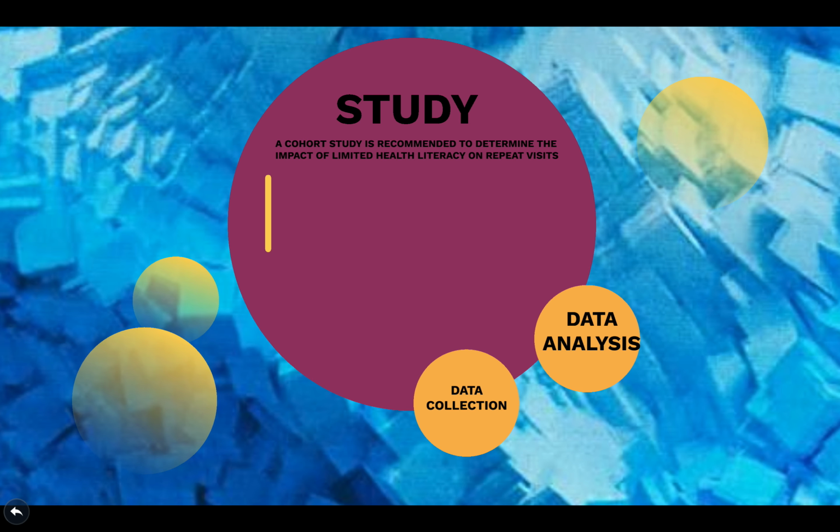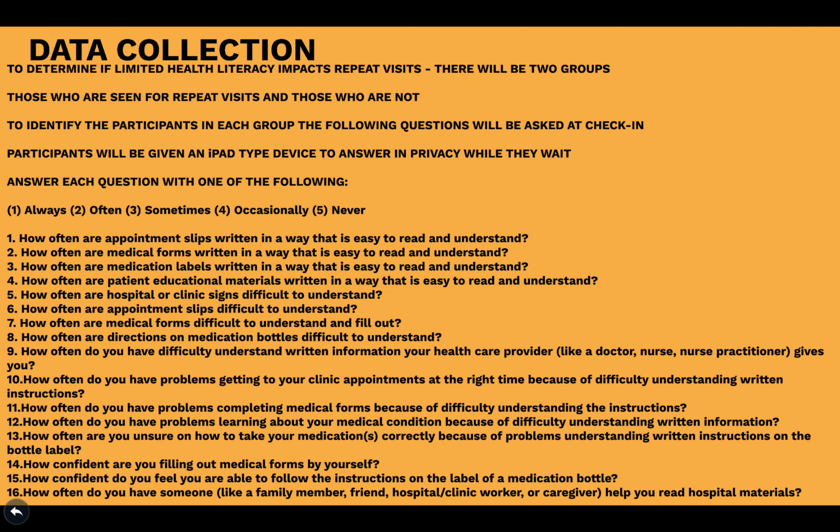All right, so what does the data collection look like? Well, the data collection is to determine if limited health literacy impacts repeat visits. There will be two groups, those who are seen for repeat visits and those who are not. To identify the participants in each group, the following questions will be asked at check-in. Patients will be given an iPad-type device to answer in privacy while they wait. They will answer each question with one of the following: always, often, sometimes, occasionally, or never.